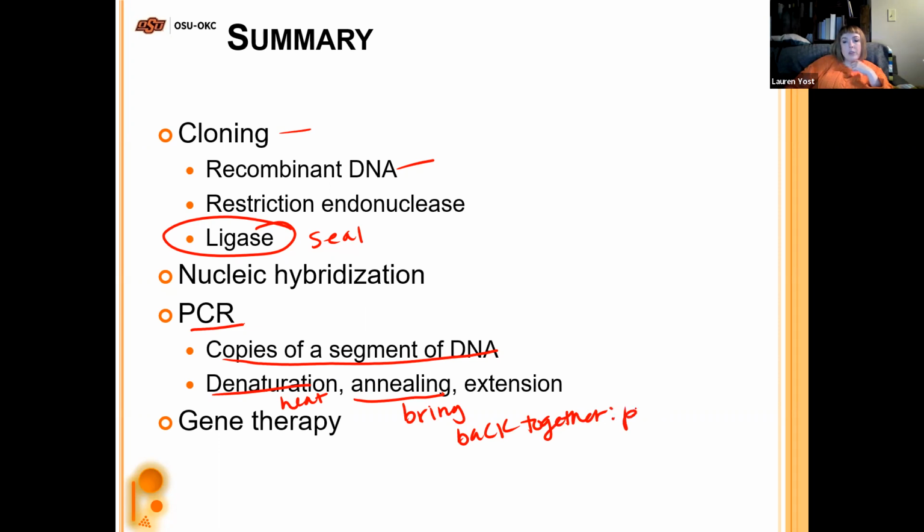And here we're talking specifically about primers. The primers are going to bind to their specific sequences there. And then we're going to extend using that DNA polymerase from those primers starting as a starting point, right? And then we talked about gene therapy and fixing people.